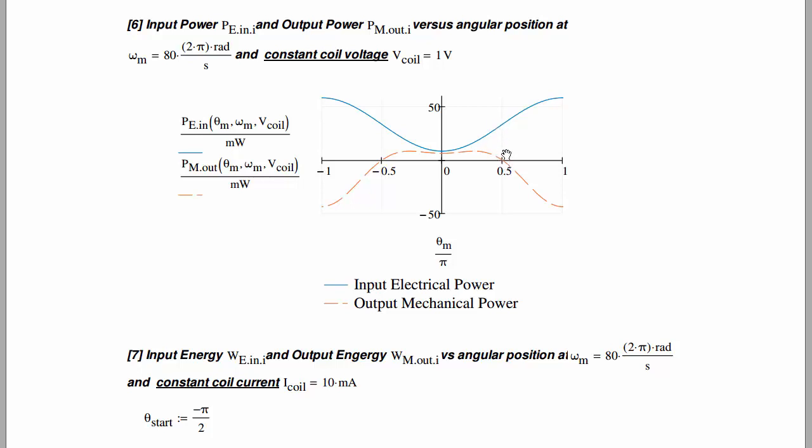And the distance between these two is the amount of power that is being dissipated in the coil resistance. So energizing the coil out here at the skirts is an inefficient process. We deliver a lot of power to the coil resistance, but increasingly small amount of power actually is delivered to the mechanical system.